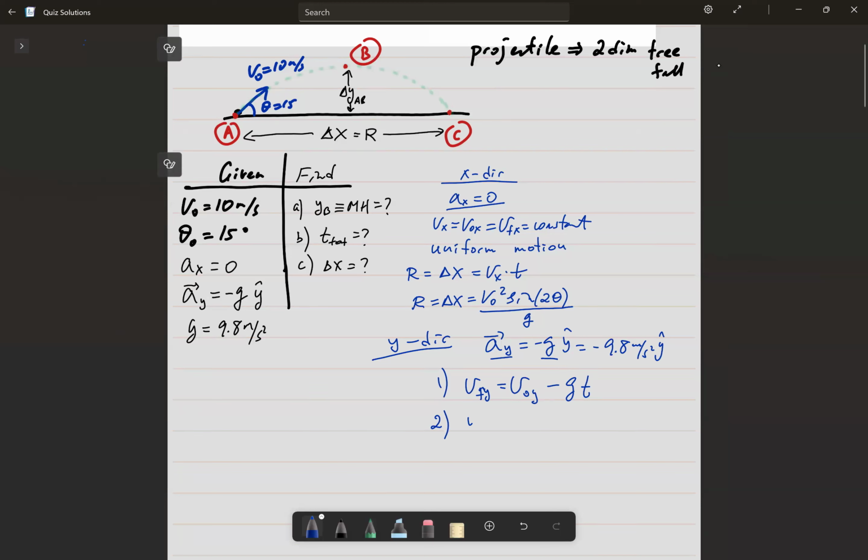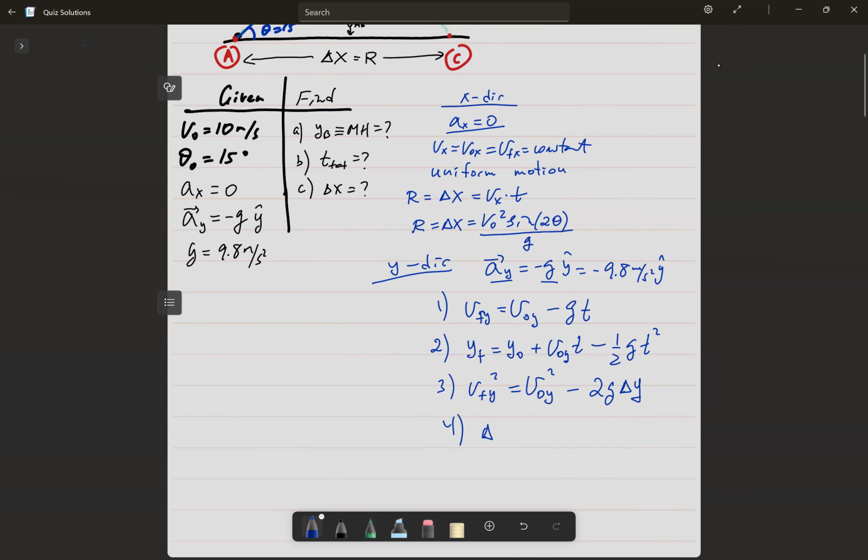Equation 2: y final equals y initial plus initial velocity in the y direction times time plus 1/2 a t squared. Again, a is substituted by negative g, so minus 1/2 g t squared. Equation 3: final velocity in the y direction squared equals initial velocity in the y direction squared minus 2 times g times delta y. And the fourth equation is delta y equals the quantity initial velocity in the y direction plus final velocity in the y direction, divided by 2, times time.